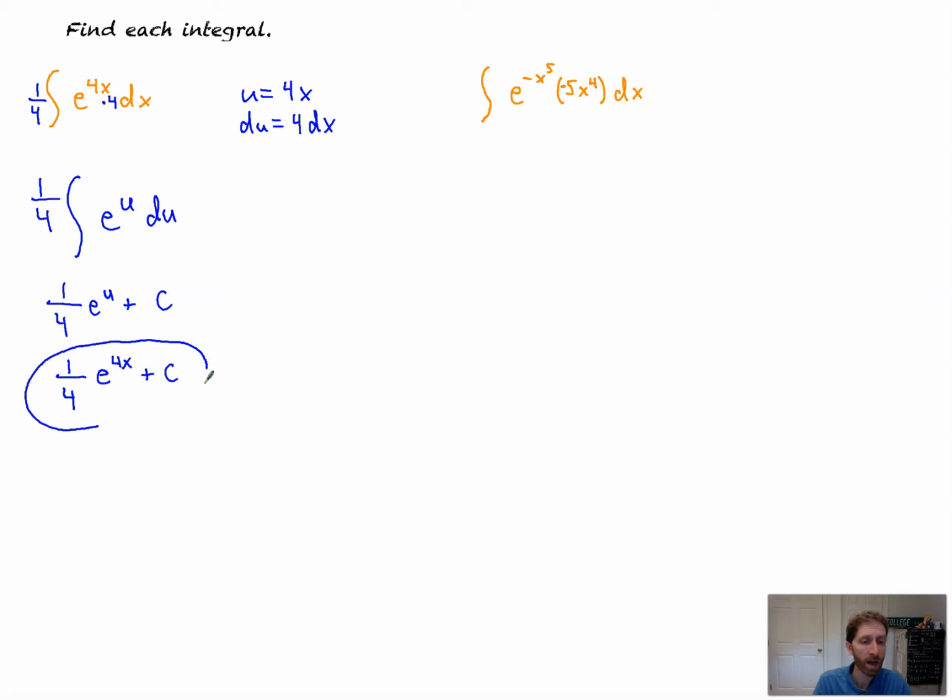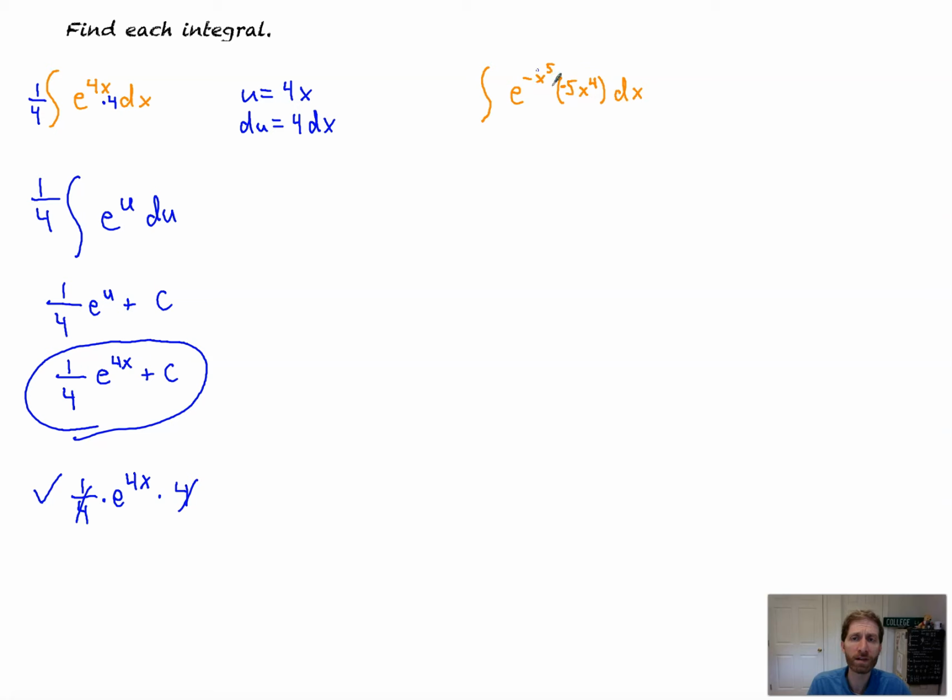And as always, I recommend that you check your answer, right? You don't have to do it on every problem, but do it enough times to keep A, fresh on your derivative rules, and B, to see that you integrated correctly. So I highly recommend checking a lot of your answers to accomplish both those goals. So the derivative of this would be 1/4 times e to the stuff d stuff. The 4 and the 1/4 cancel, and you're left with e to the 4x. It's beautiful.